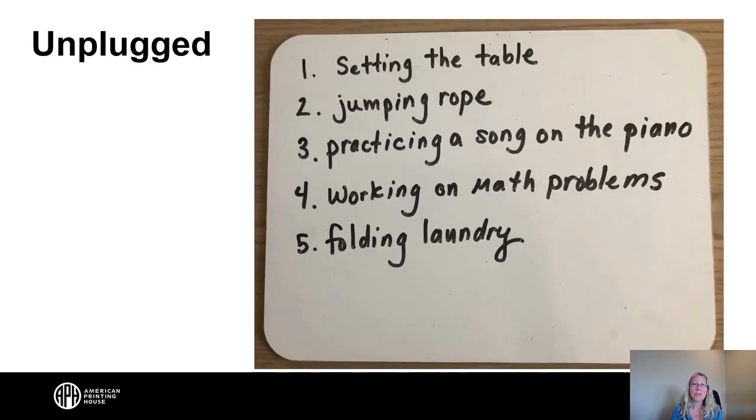In small groups, students are going to work together to create a list of things that they do that are repetitious, or things that they do multiple times in a row. For example, on the screen right now: setting the table, jumping rope, practicing a song on the piano, working on math problems, and my personal favorite, folding laundry. It happens over and over and over again.